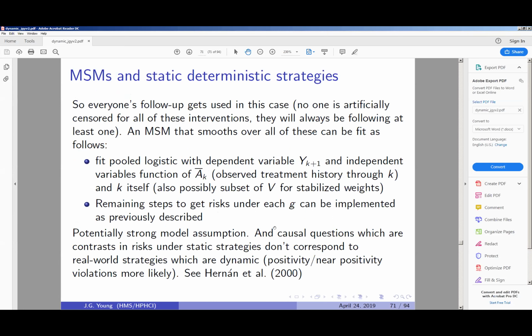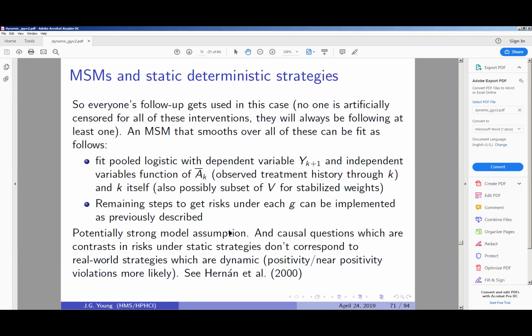So this is why the algorithm seems different for this case, because it turns out that in this case, the function of g, when you fit the marginal structural model, is just a function of the observed treatment pattern, A bar. So in order to estimate effects of static treatment strategies, fitting an MSM for the hazard boils down to fitting a pooled over time logistic model with, again, dependent variable Y, but instead of having a g or g of X function here, you just have A bar that is a function of g because it's a static strategy. And again, K itself, and again, possibly V if you use stabilized weights.